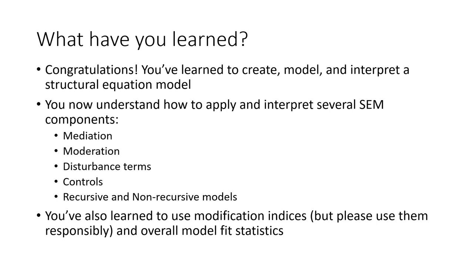All right, let's summarize what you've learned so far in Chapter 12. I would congratulate you on learning how to create, to model, and to interpret a structural equation model. This is not an easy statistical method. This is what you would consider an advanced statistical method, and it requires quite a lot of training to be able to use properly. But you now know about the various components of a structural equation model, including mediation effects, moderation effects, disturbance terms, controls, as well as the difference between recursive and non-recursive models. You also know how to use modification indices, but I would urge you, of course, to use them responsibly, and you have a good understanding of how to assess overall model fit in structural equation models.